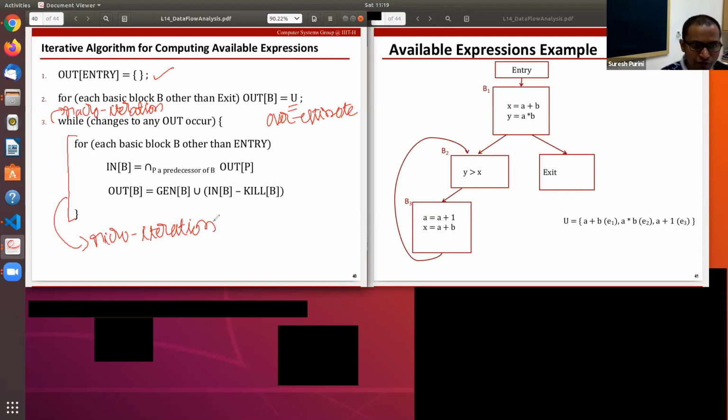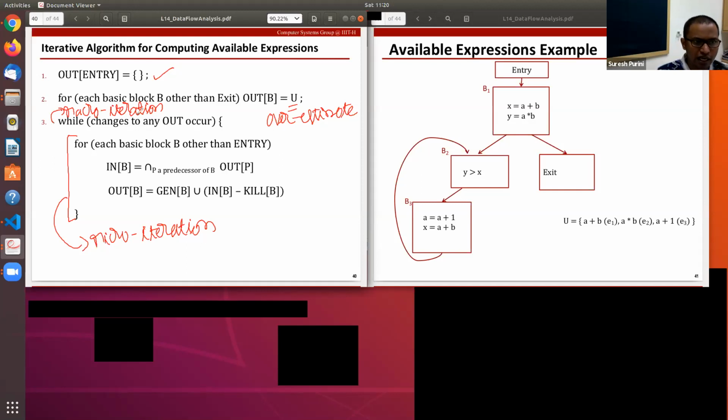The number of times we go through this block, this inner for loop, when we call it once, is equal to the number of basic blocks present in the control flow graph. But the number of times we go through the outer while loop depends on the control flow graph at hand.